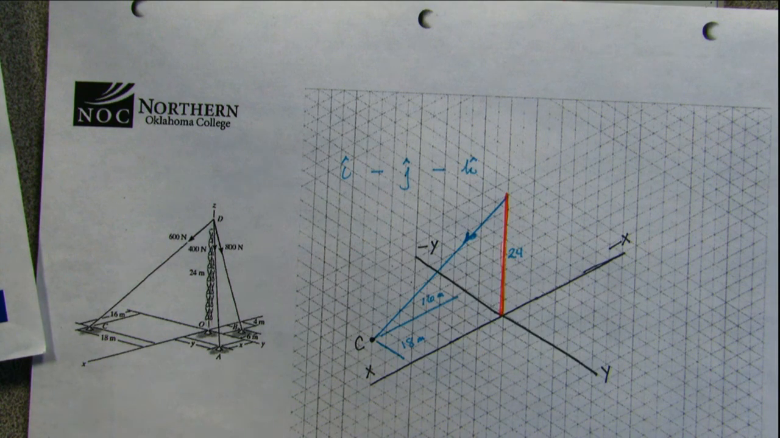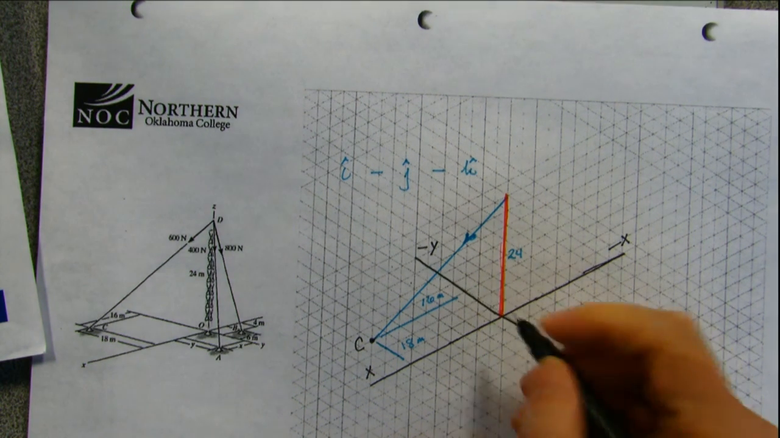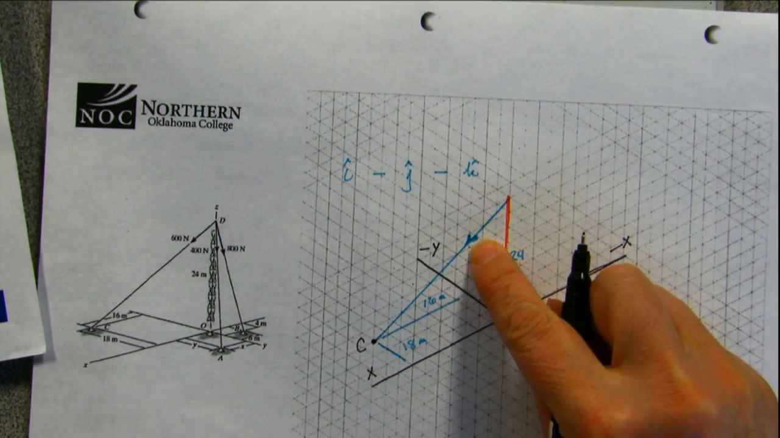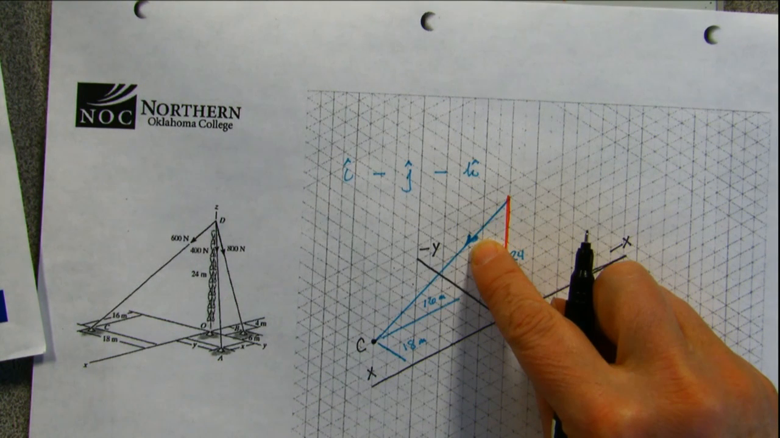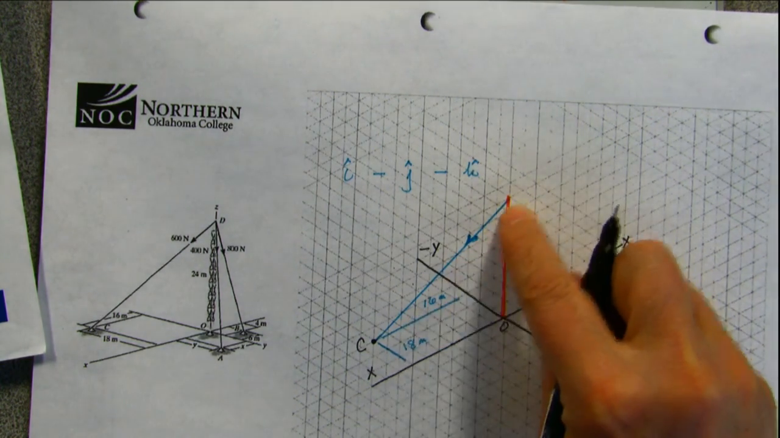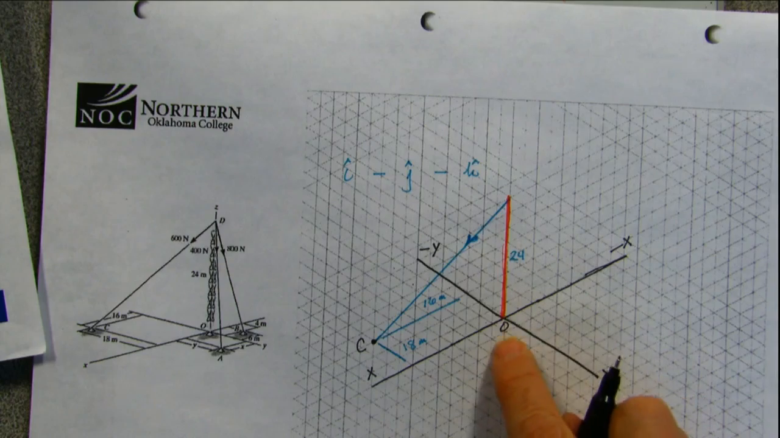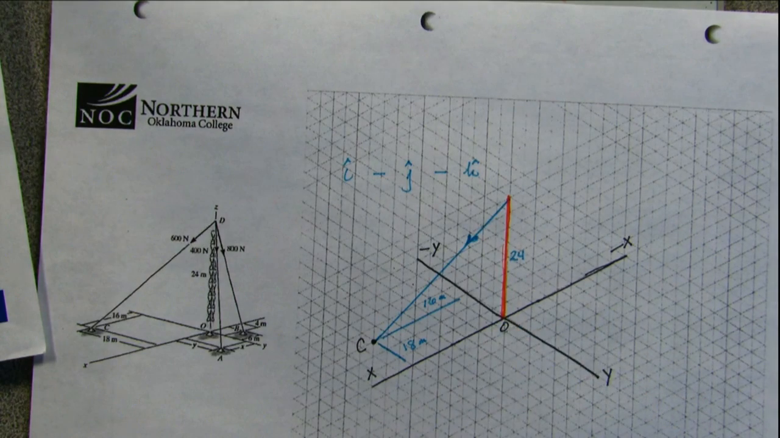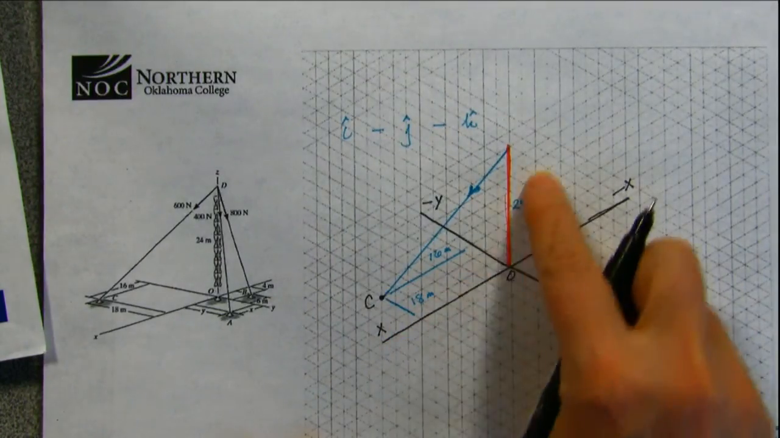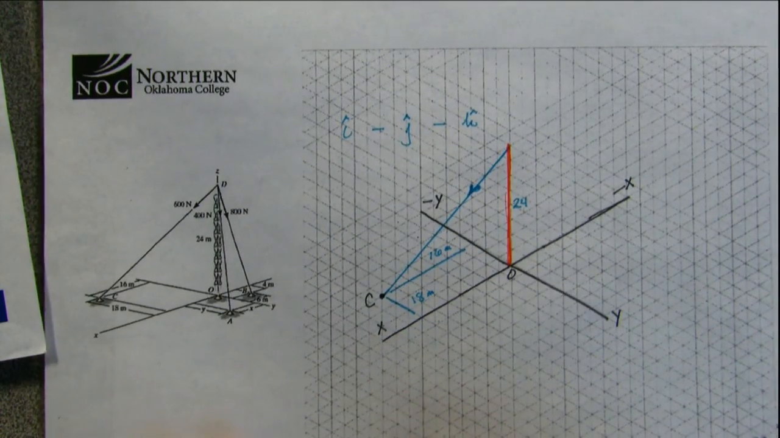So our origin is at the top of that tower? No, the origin's right here. Look at the direction of my force. It's going from the top of the tower down. My origin's right here. Gotcha. Because of what we've been doing homework-wise, this makes it easy.